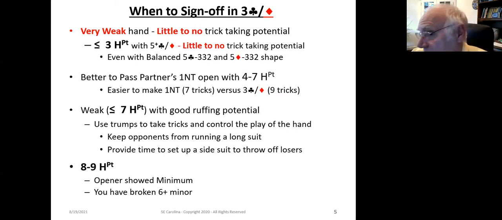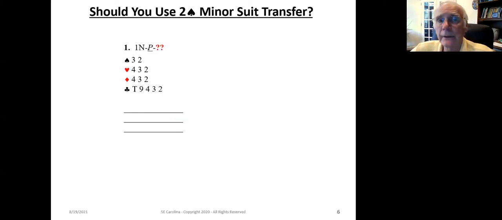It says, hey, I've got 6 cards in this suit. I've got 8 to 9 high card points. You, declarer, are the captain now because I've just limited my hand. You figure out where we should be. And the declarer is going to do that. Let's look at 2 examples here.